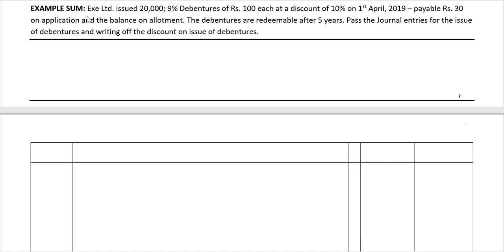Example sum. EXE Limited issued 20,000 9% debentures of rupees 100 each at a discount of 10% on 1st April 2019, payable rupees 30 on application and the balance on allotment. The debentures are redeemable after 5 years. We are asked to pass the necessary journal entries for the issue of debentures and also for writing off the discount on issue of debentures. We'll begin by making a few notes.